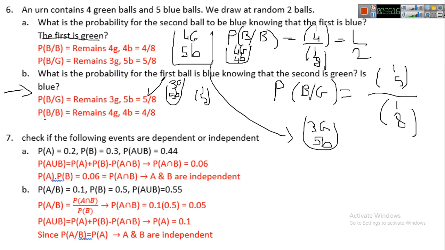I know that the second one will be blue. So what will be left? 4 green and 4 blue. What will be the probability for the first to be a blue? So 1 out of 4 over 1 out of 8 is 4 over 8.